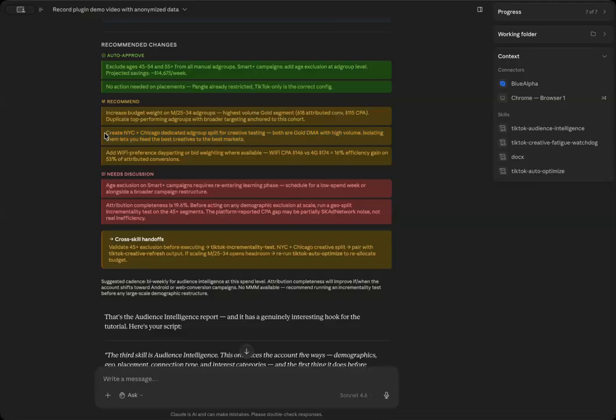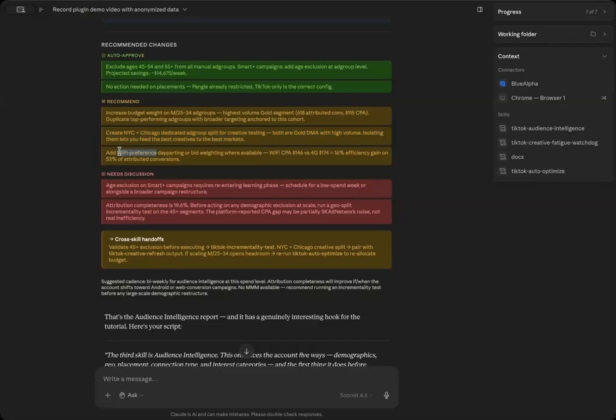It also says create a New York City and Chicago dedicated ad group split for creative testing. Both are gold DMAs with high volume. Isolating them lets you feed the best creative to the best market. Interesting. This could also be a case for incrementality testing, right? Of actually trying to isolate and understand whether these markets are actually the strongest performers.